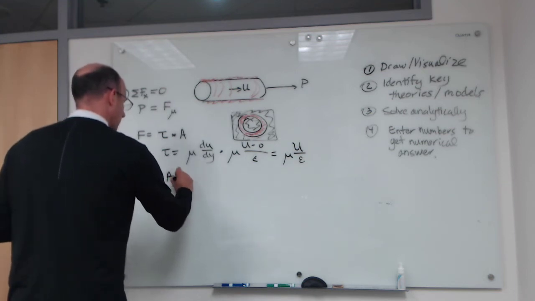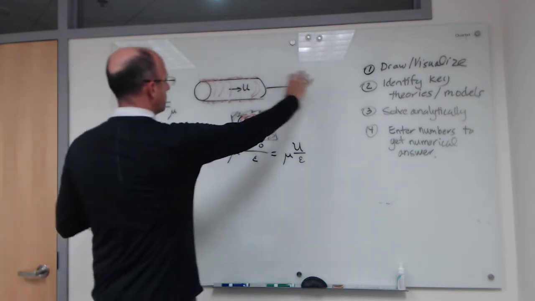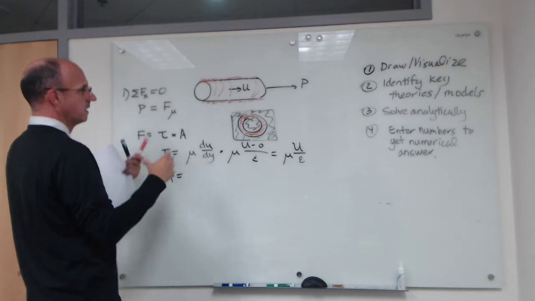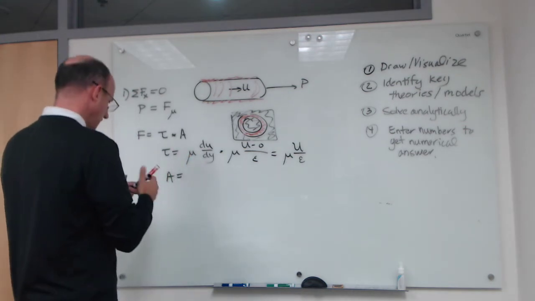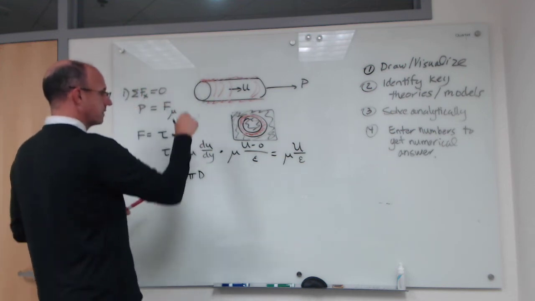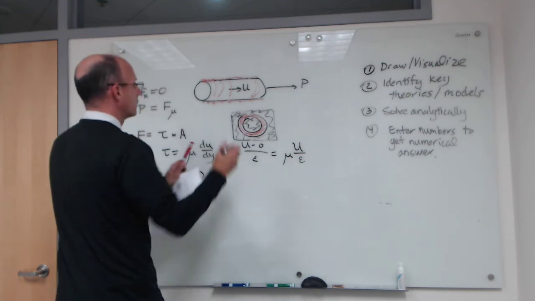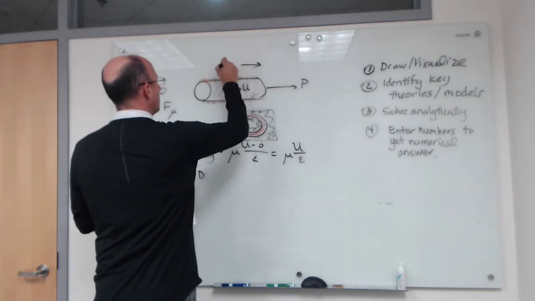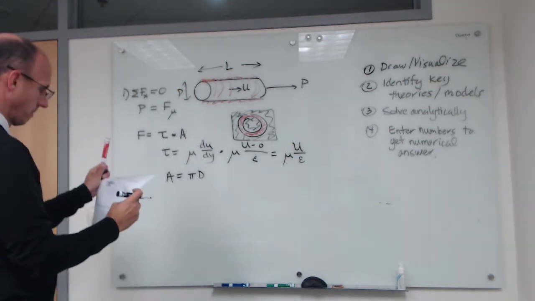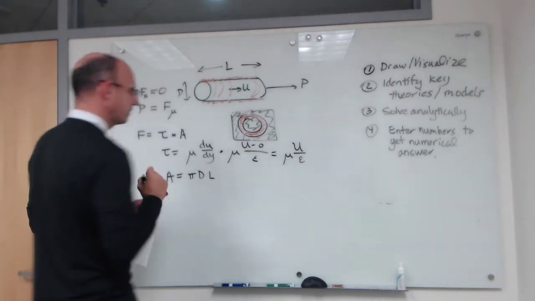Now I need an expression for the area over which that stress is acting. So I've got this shaft being pulled along. It's got a length, it's got a circumference, and so the area that's important here is going to be equal to pi d, which is the circumference, times the length of the shaft. That shaft length is not given, so I'm going to call that L. Okay, I'm going to call this D. So now pi dl gives me my area.